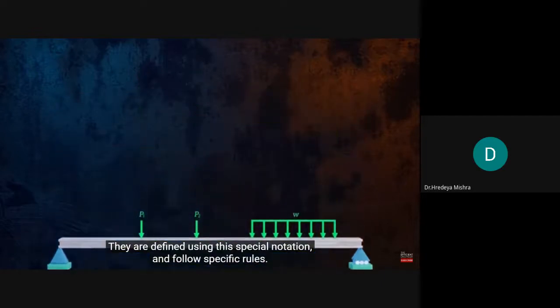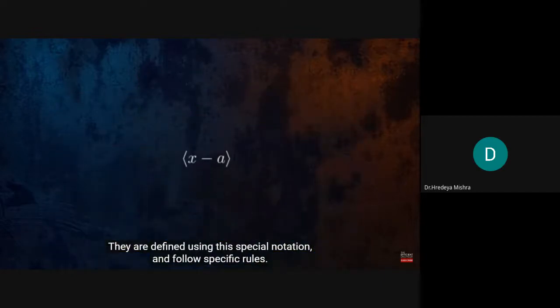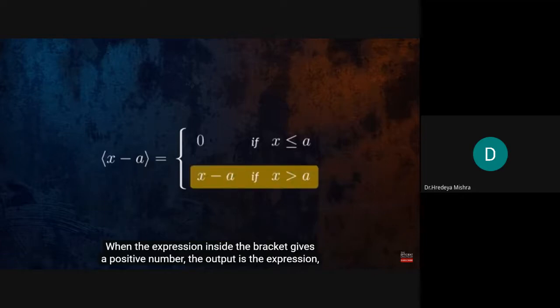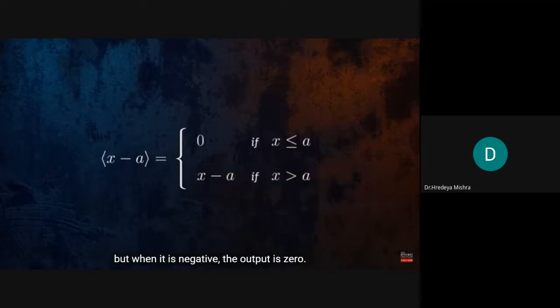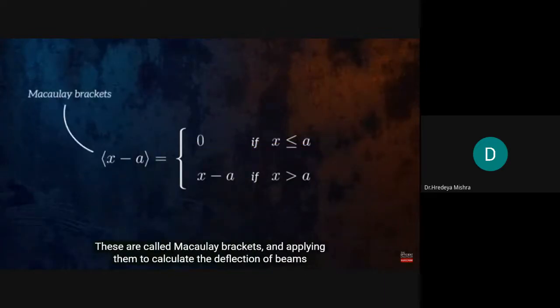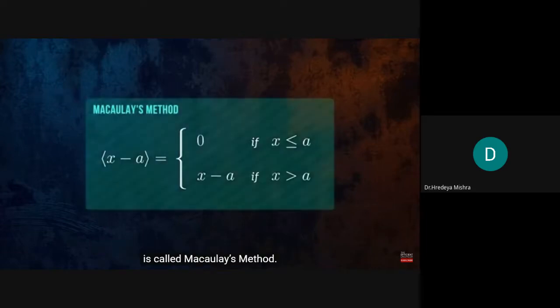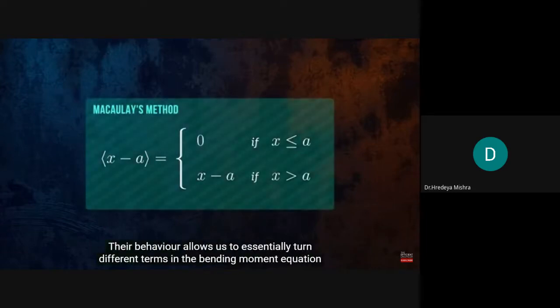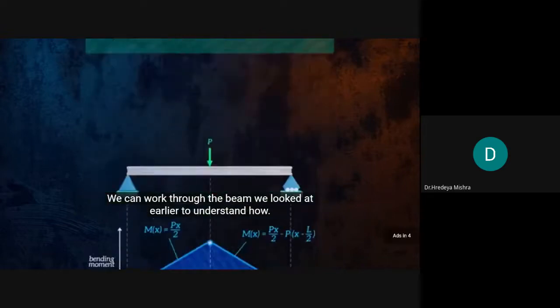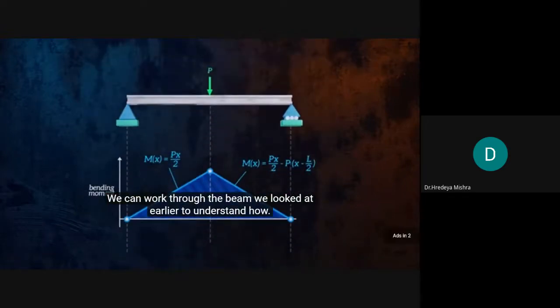They are defined using this special notation and follow specific rules. When the expression inside the bracket gives a positive number, the output is the expression, but when it is negative, the output is 0. These are called Macaulay brackets, and applying them to calculate the deflection of beams is called Macaulay's method. Their behavior allows us to essentially turn different terms in the bending moment equation on and off as we move along a beam. We can work through the beam we looked at earlier to understand how.